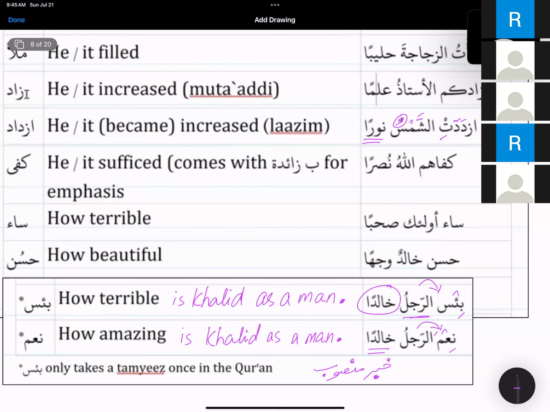Falan yuqbala, so it is not going to accept from min ahadihim, any one of them, mil'ul ardi. So mil'u is a mudaf over here, ardi is mudaf ilayhi, and mil means fill of. Right? So it is not going to accept from them the fill of the earth, like the whole earth is filled with what? In what sense is the whole earth filled? Dhahaban, in gold. So even if they wish to give that much wealth, that much gold as a compensation to get rid of that Jahannam, wa law iftada bihi, it is not going to be accepted from them.